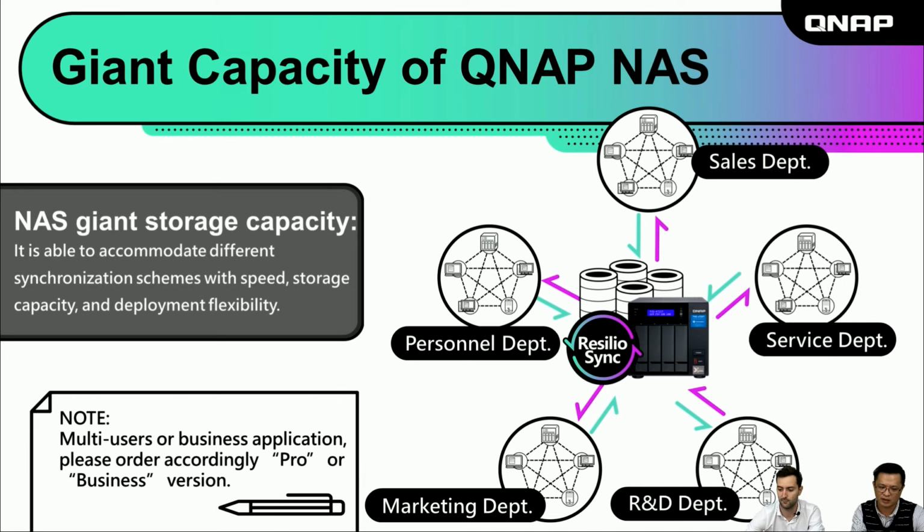The last one is the giant capacity of NAS. The space of a personal device is limited. Also, we can implement several sync schemes in QNAP NAS. Let the QNAP NAS become the data backup center of all the synchronization. Of course, this kind of application is for broad or business functions. If you have this kind of application, please purchase the Pro or Business version accordingly.